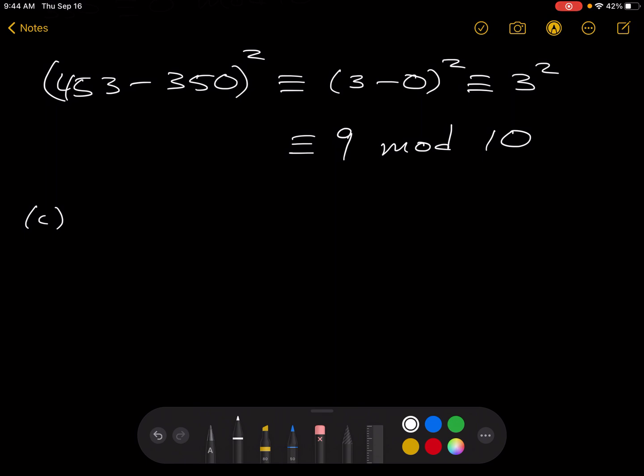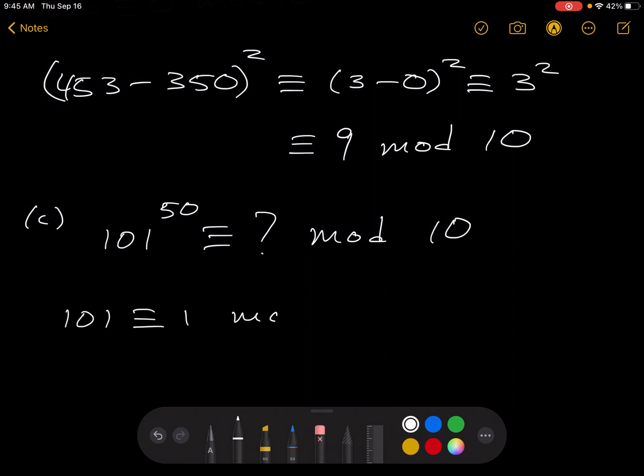C. 101 to the 50th power is congruent to what mod 10? Now in this one, if you try and put 101 to the 50th power into a calculator, I'm pretty sure you won't get an answer. It just won't be able to compute it. It's just too big. So here we're going to have to use these calculations like I've been showing above. So 101 is congruent to 1 mod 10.